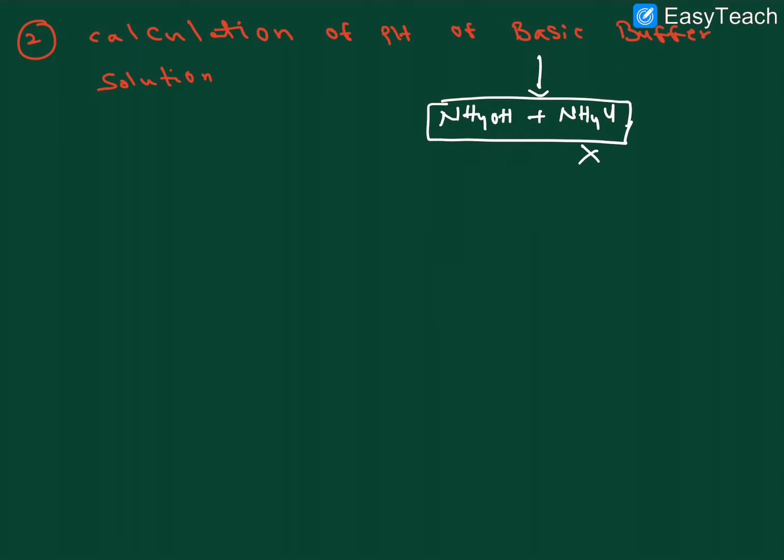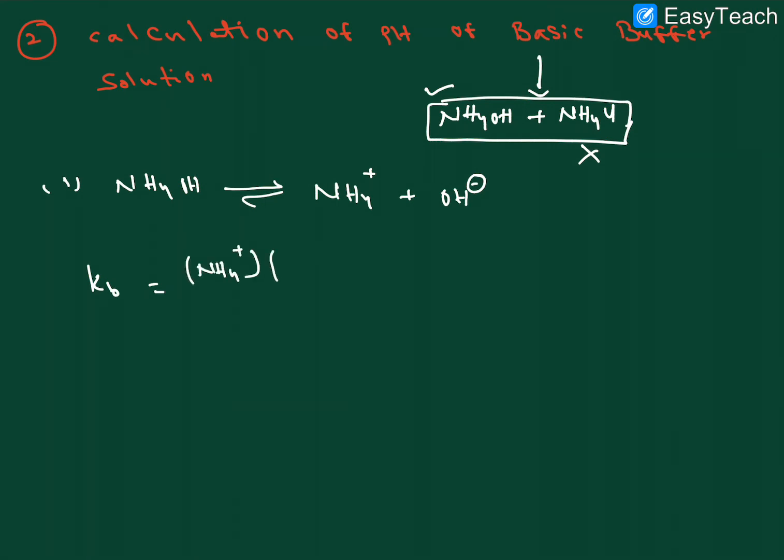pH affects only acids and bases. This is a salt, so it won't affect the pH. But here we are calculating for a weak base. We know that the weak base NH4OH dissociates into NH4 plus and OH minus, right? So we can write the dissociation constant of the weak base, that is Kb.